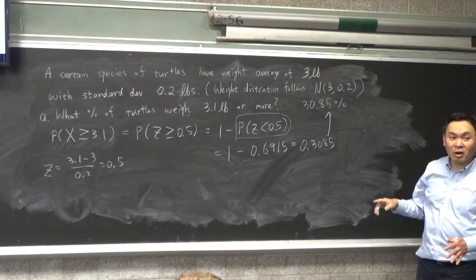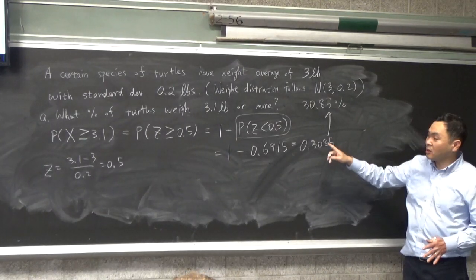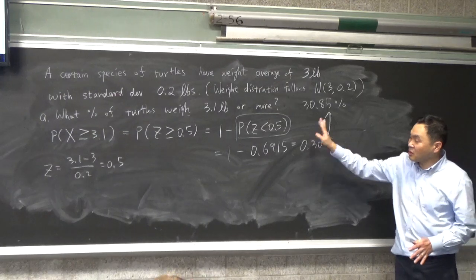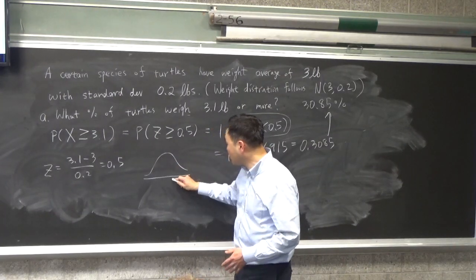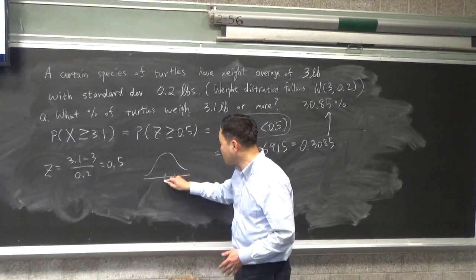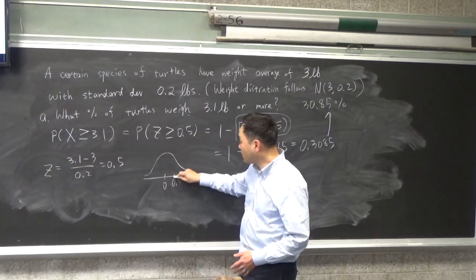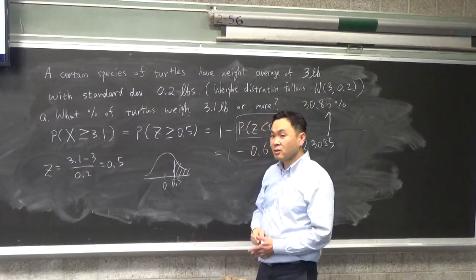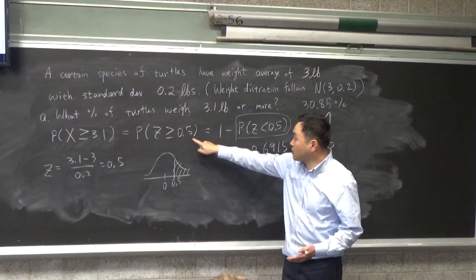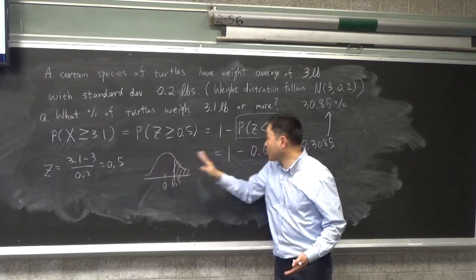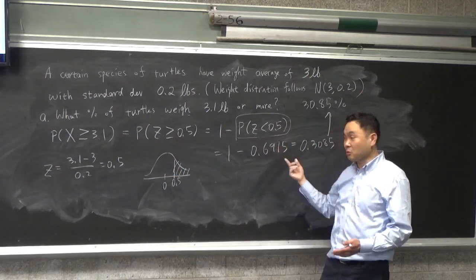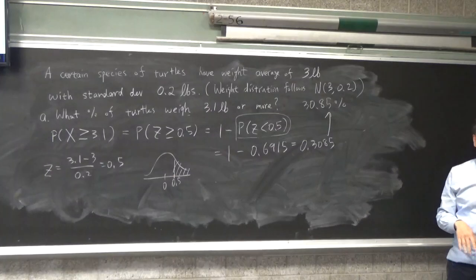A nice way to help you understand what's going on would be to draw this normal distribution, put 0 here, put the z-score 0.5 here, and then shade this area. If you shade this area, then obviously if I want this area, it should be 1 minus the left side area. And because the table has the left side, that's what you do. Is it okay?